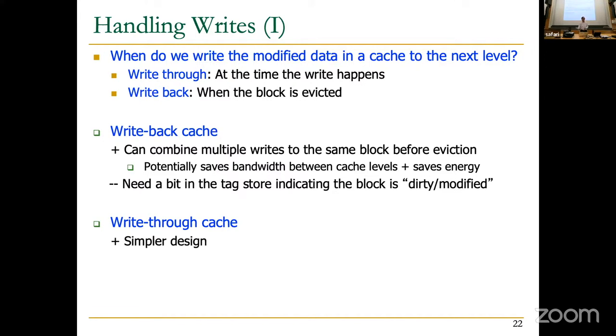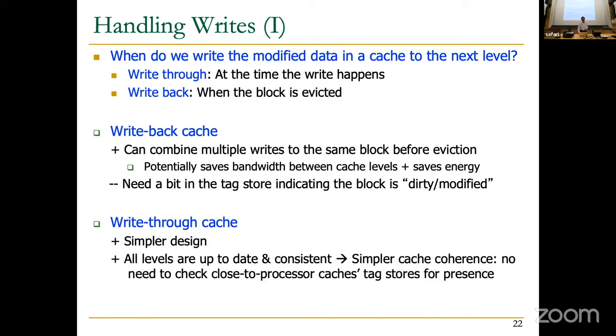Write-through cache is a simpler design because you don't need to keep track of this, let's say, dirtiness. And also you don't need to write back when needed. But of course, it's more bandwidth intensive and there's no combining of writes.